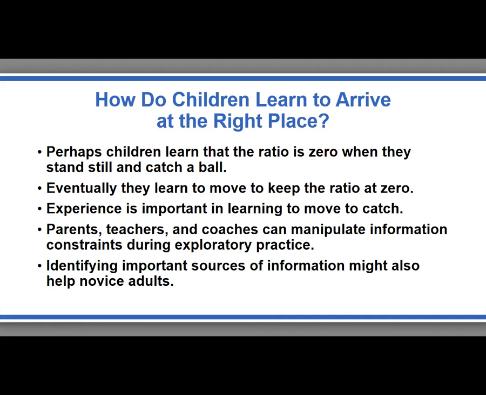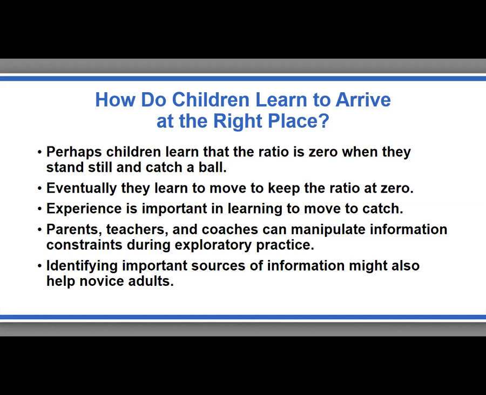Parents, teachers, and coaches can manipulate information constraints during exploratory practice. And again, you've got to be careful with that. Some parents say, all right, I'm going to make my kid the next Jerry Rice or something. Trying to vary things up is one thing, but make sure that they're at the developmental readiness to start adding more variance in there. Because if you make it too difficult, one, they'll be frustrated, you'll be frustrated, and two, it can sometimes set them back further rather than move them forward.